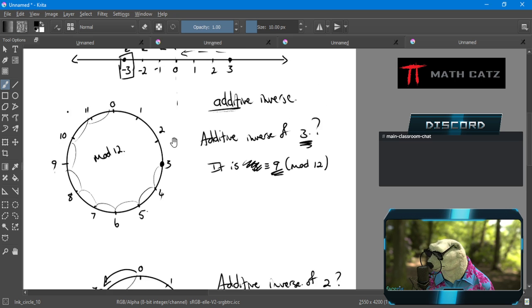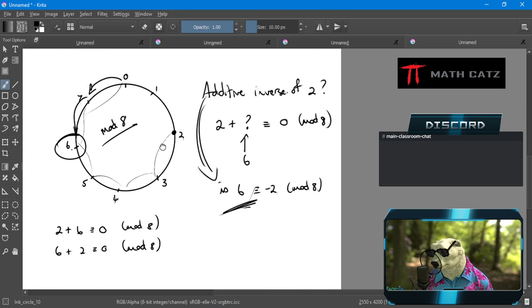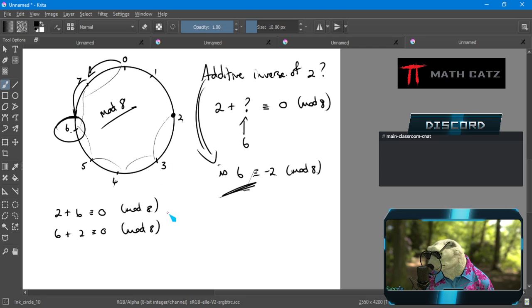I'm sort of confused why it's 0 mod 8. Like, what was the point of finding the 6? I guess I don't know. The additive inverse is just a fancy word for saying what is the number that is canceling the effect of 2 on this circle. If I've taken 2 steps, I'm at position 2. I'm standing on the circle. What do I need to do to get back to 0? I need to take 6 steps.